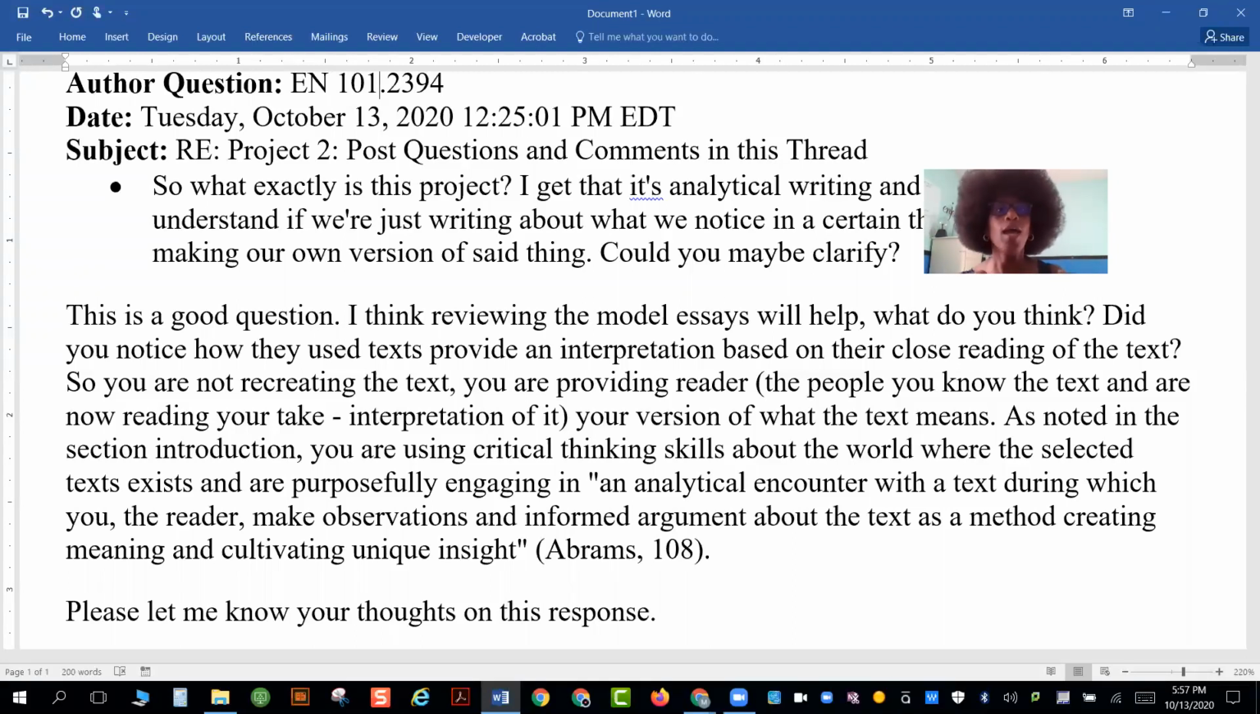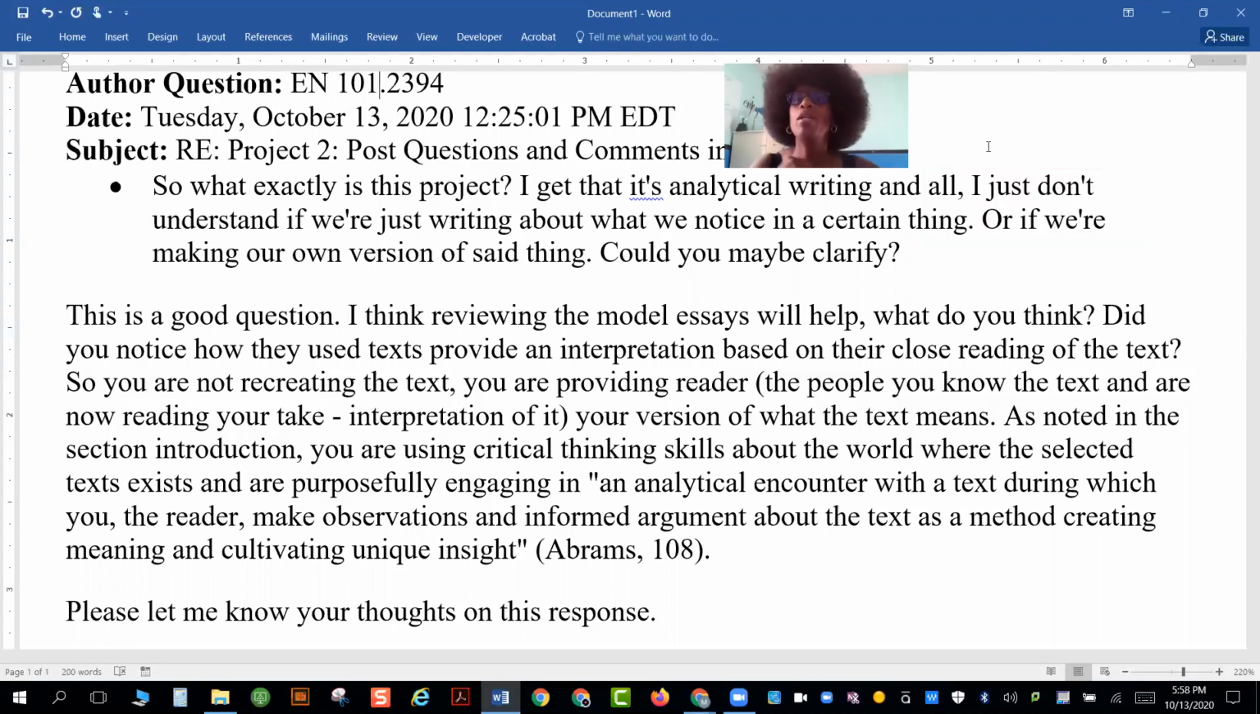So the question is, what exactly is this project? I get it's analytical writing, and I just don't understand if we're writing about what we notice in a certain thing or if we're making our own version of the said thing. Could you clarify? Yes, I hope I can. So I responded to that person that this is a good question.